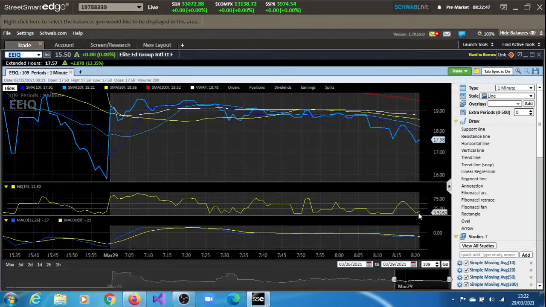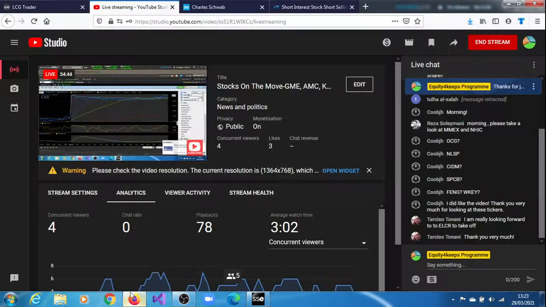Momentum is trying to pick up as well. So Elite Ed International, Elite Ed, is up 13.35%. So let's see if we can find any news concerning EEIQ.